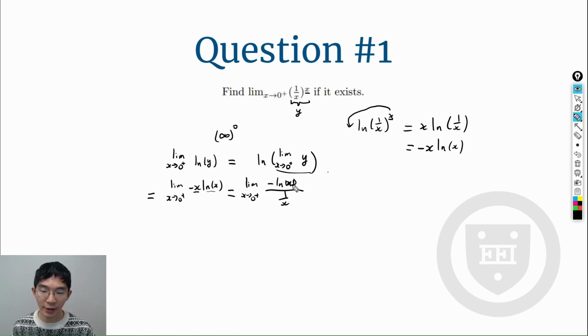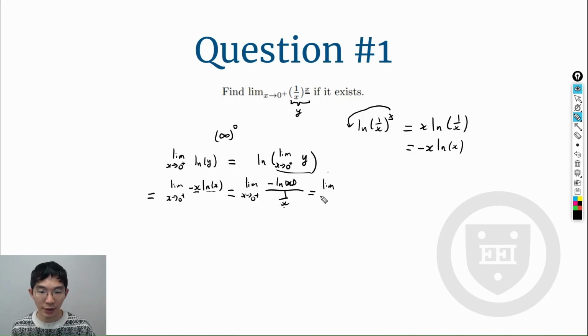Now, let's take a look at what happens. We have negative ln of x, which goes to positive infinity as x approaches 0 from the right, and 1 over x also approaches what? Positive infinity as x approaches 0 from the right, as my denominator here goes to 0. Okay? So therefore, it's infinity over infinity, and we are okay to utilize L'Hopital's rule.